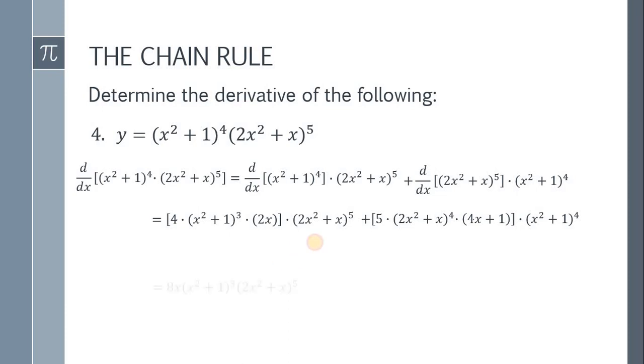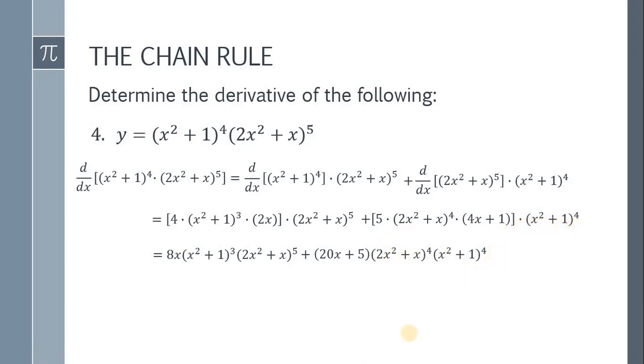Okay? So, simplify natin. We will get 8x multiplied by (x squared plus 1) raised to 3 multiplied by (2x squared plus x) raised to 5. Next, plus. Simplify natin to. What will happen is yung 5, i-multiply natin kay 4x plus 1, kaya meron tayo dito 20x plus 5. Kasi yung dalawa may exponent, hindi tayo pwedeng mag-multiply dyan basta-basta. Okay? So, copy lang natin yung (2x squared plus x) raised to 4 and yung (x squared plus 1) raised to 4.